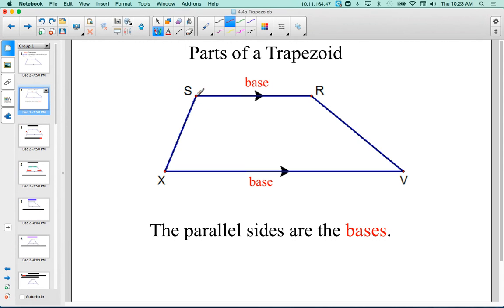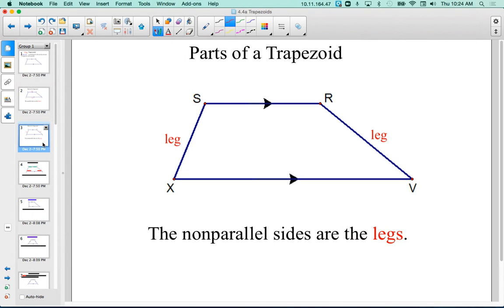Parts of a trapezoid. The parallel parts of the trapezoid are called the bases. The bases could be horizontal like this, or the parallel sides could be vertical. It doesn't necessarily have to be the bottom; because it's called a base, it doesn't have to be at the bottom. But we do call the parallel sides the bases. The sides that are not parallel are called the legs. These are called the legs. So again, it could be oriented differently, but the parallel sides are bases, the non-parallel sides are legs.